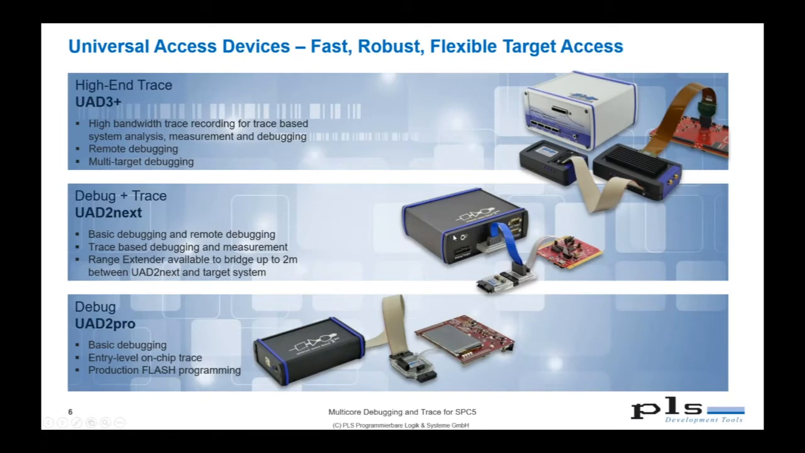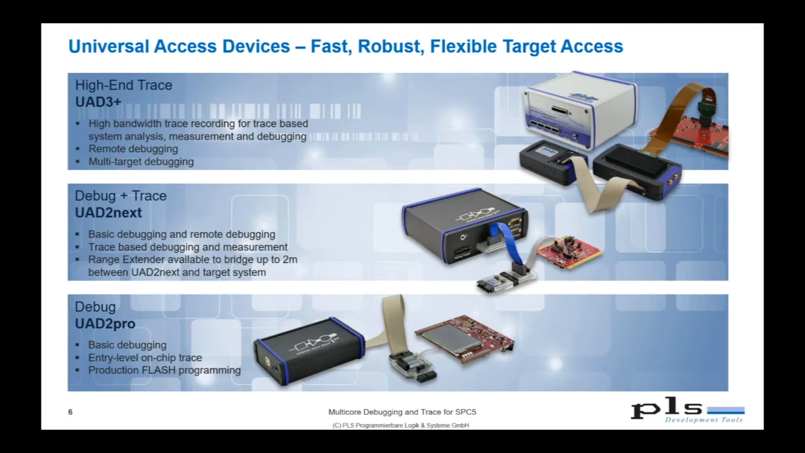Here is a short overview of the other devices we have. We already know the UET2 Pro from the slide before, which is the basic device in our family of 3 universal access devices. Besides the UET2 Pro, we have also the UET2 Next in the middle, which has a USB 3 as well as the Ethernet port and can be used also in your company network with that.